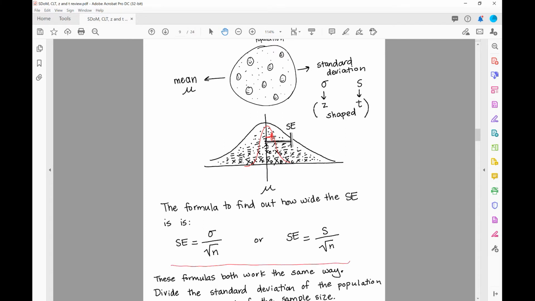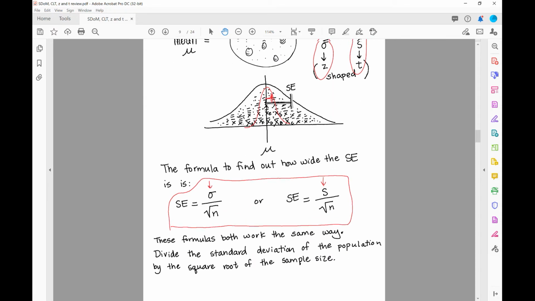These two formulas look very similar, except for one key difference, which is the symbol on top. Those symbols correspond to whether we know the true population standard deviation or whether we're having to estimate it based on the standard deviation that we get from a sample. But in either case, these formulas both work the exact same way.